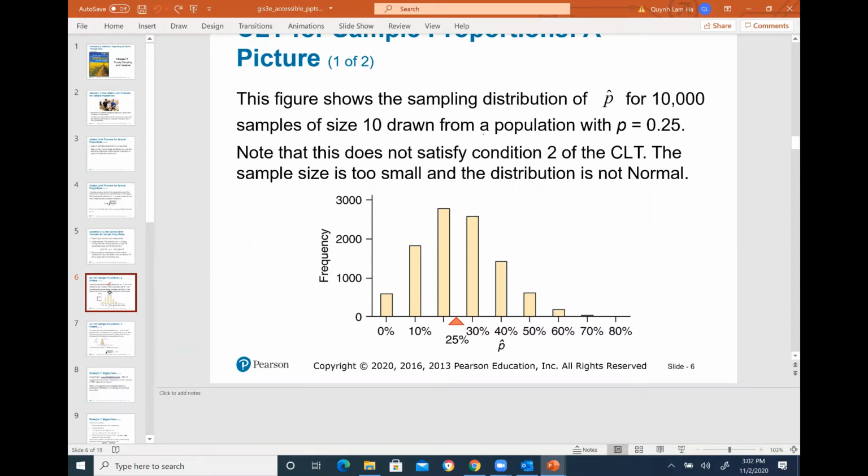So this figure shows the sampling distribution of p hat for 10,000 samples of size 10. So here we're talking about size 10 for each, right? Each is a sample. And the total is 10,000. That's what you have right here. Frequency is 1,000, 2,000, 3,000 right there.